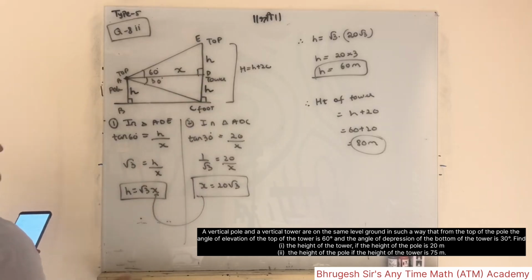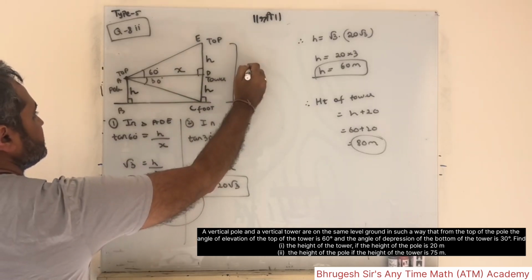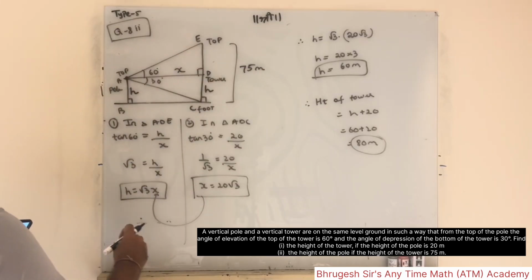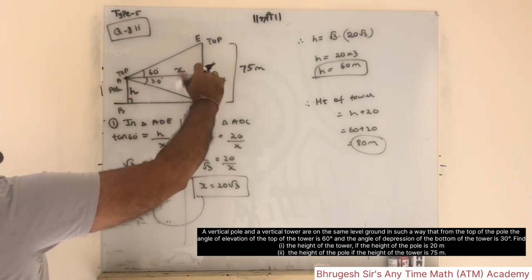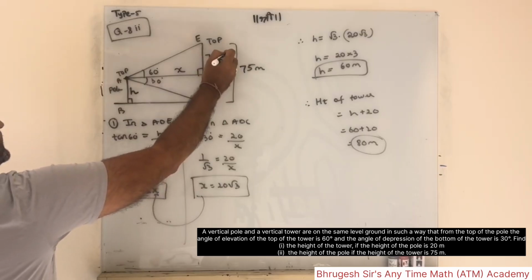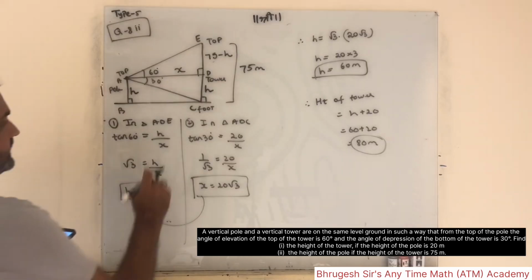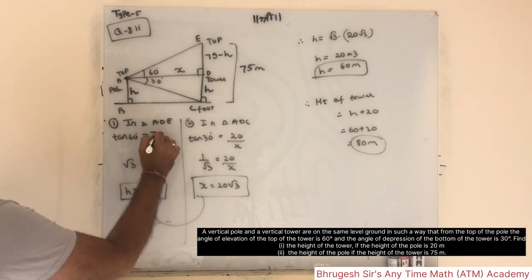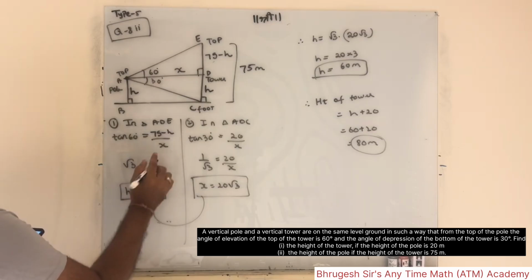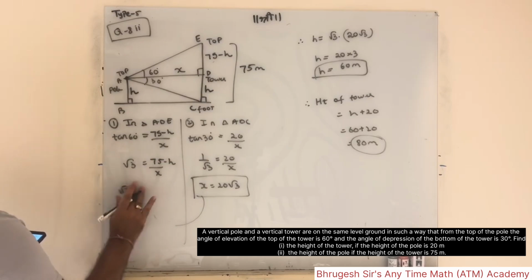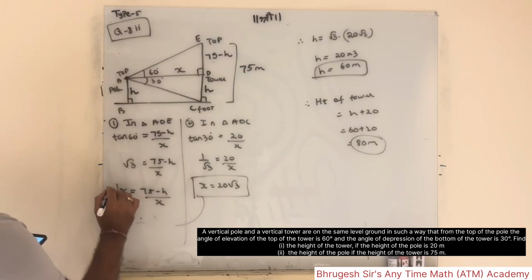Find the height of the pole if the height of the tower is 75 meters. Beta, this whole thing is 75, this is h, so how much is the remaining? 75 minus h. Okay, my children? So this becomes 75 minus h upon x. So you get root 3 x, yeah, x is 75 minus h upon x.